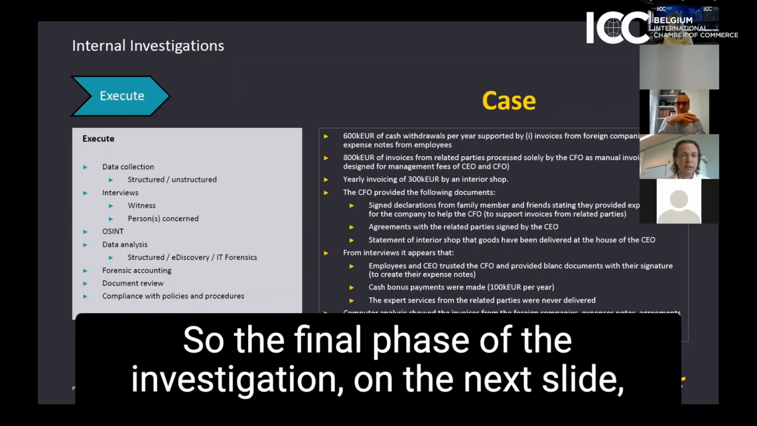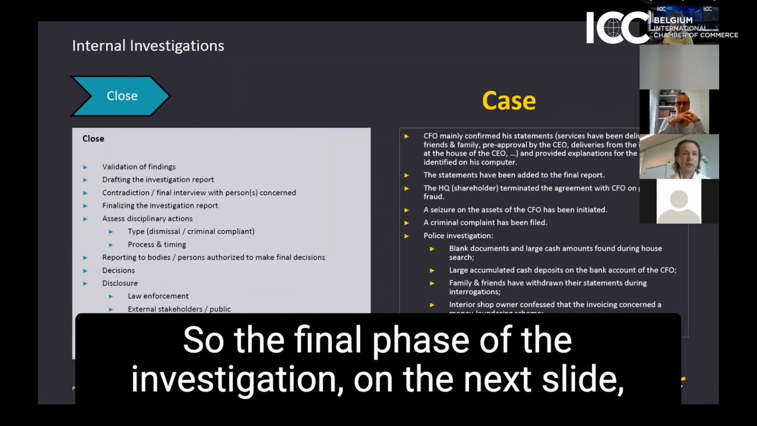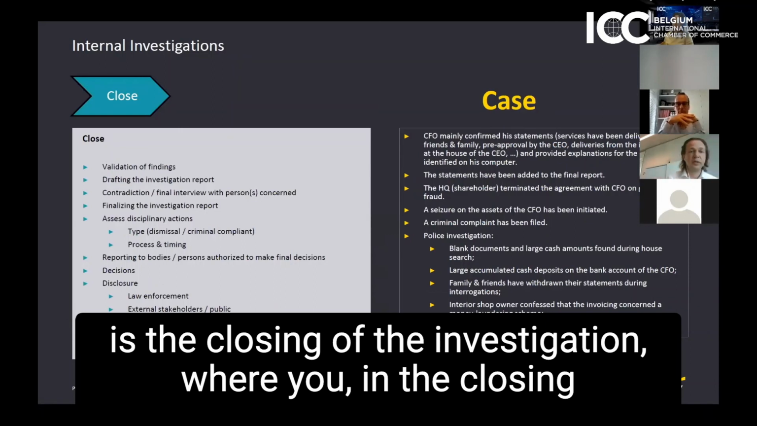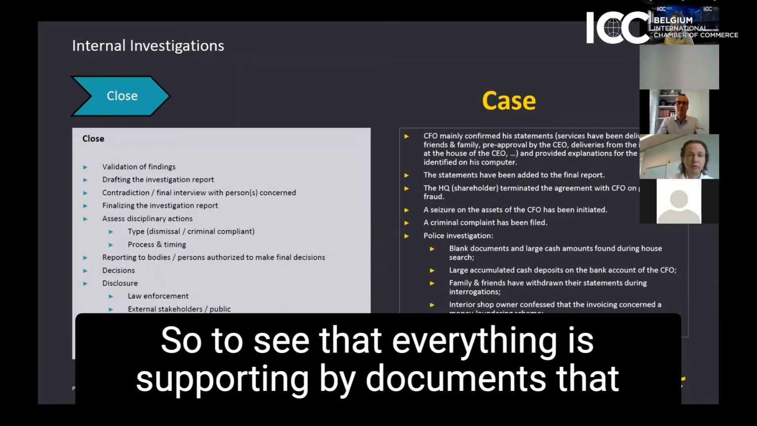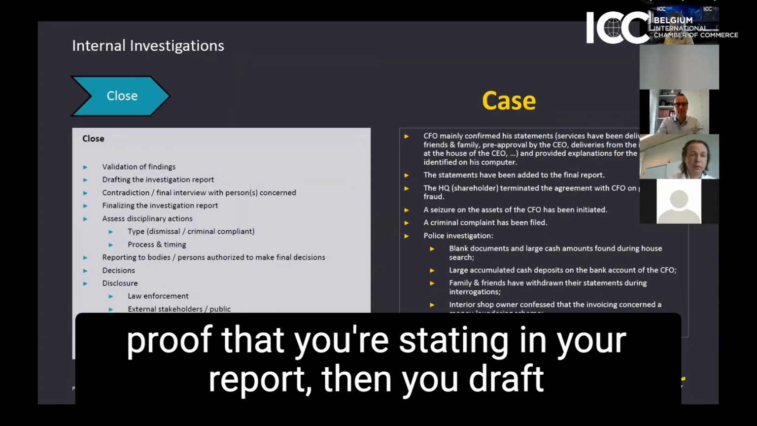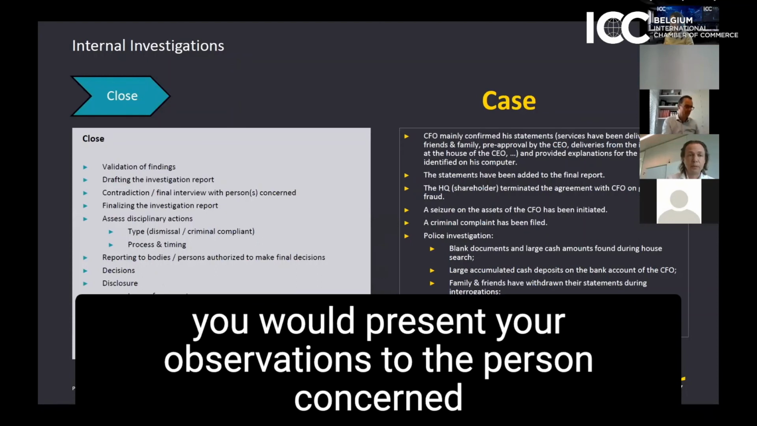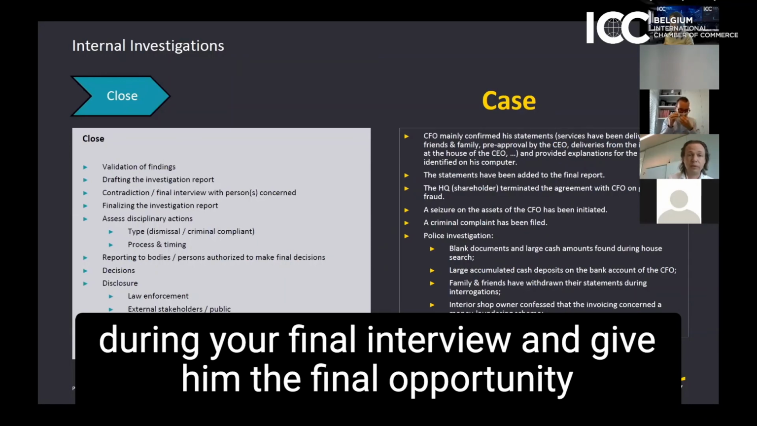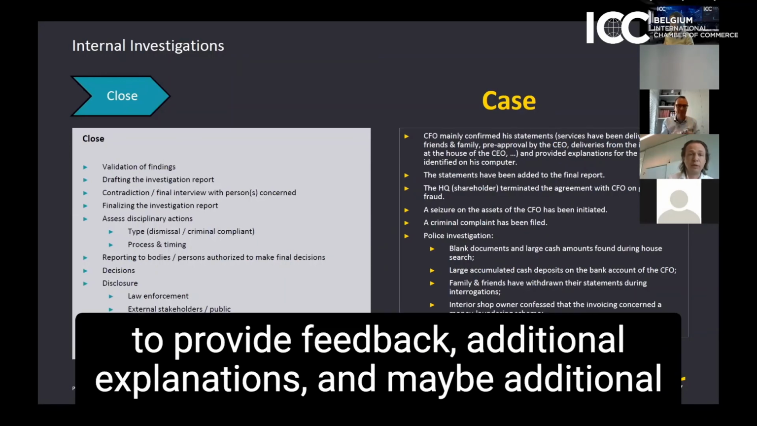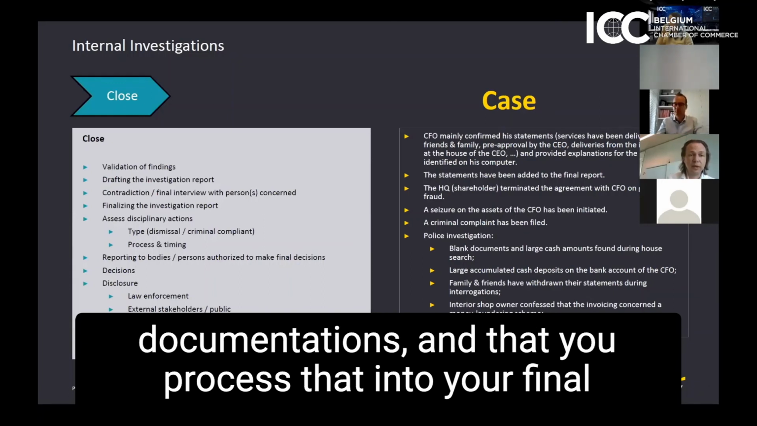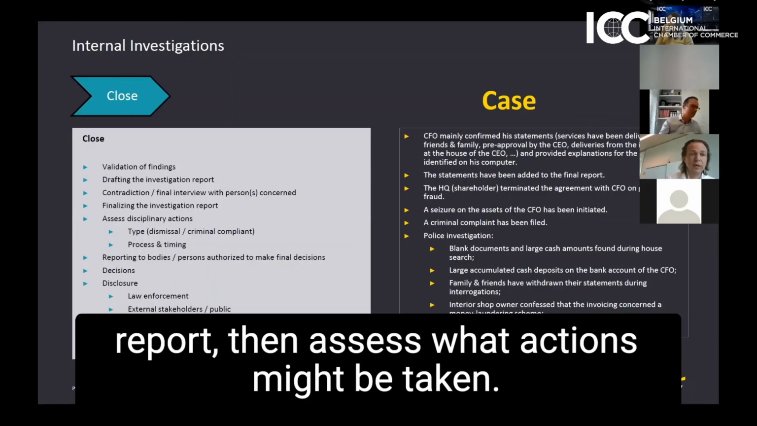So the final phase of the investigation, on the next slide, is the closing of the investigation, where in the closing phase you would validate your findings, so to see that everything is supported by documents that prove what you're stating in your report. Then you draft a first version of the report, and at that stage you would present your observations to the person concerned during a final interview and give him the final opportunity to provide feedback, additional explanations, and maybe additional documentation, and you process that into your final report.